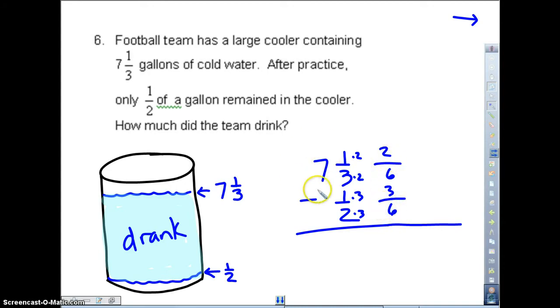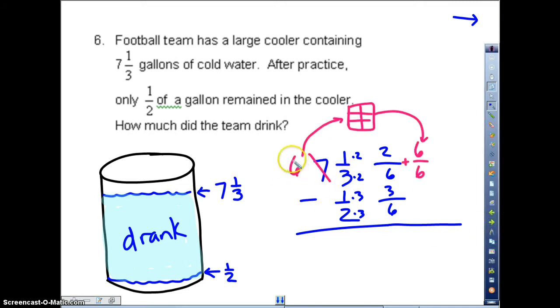So what I'm going to do is borrow a whole from the 7, and make the 7 a 6. And see that whole that I borrowed? I'm going to break it up into 6 equal pieces. I've got 6/6 here to go along with the 2/6 I originally had right here, and you add those together and you get what? Yeah, your 8/6.